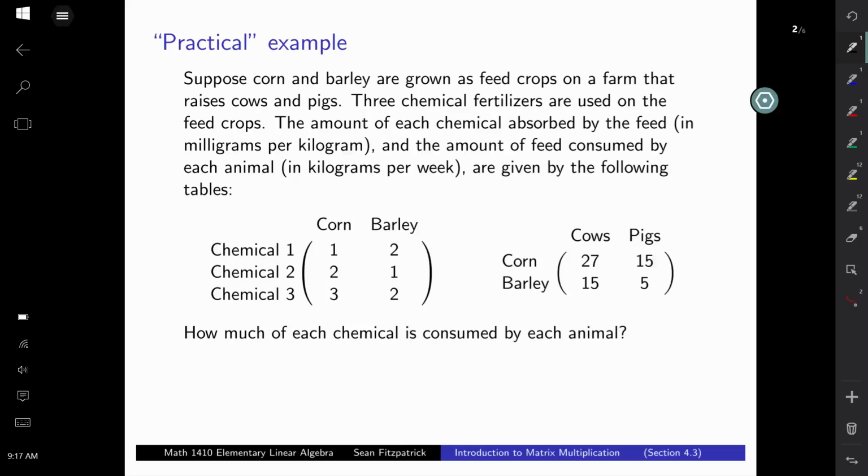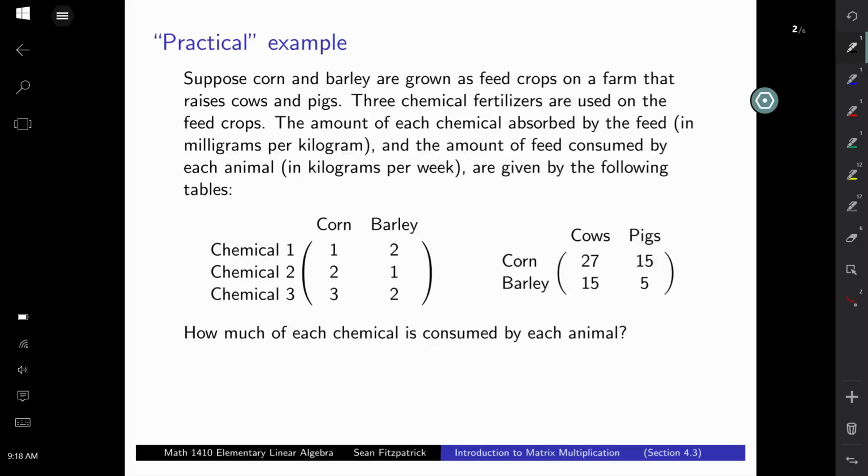We just want to solve one particular problem. If these feed crops are grown using some sort of chemical fertilizers, and a certain amount of chemical is absorbed by each crop when these fertilizers are applied, how much of these chemicals are passed along to each animal? So how do we figure that out?